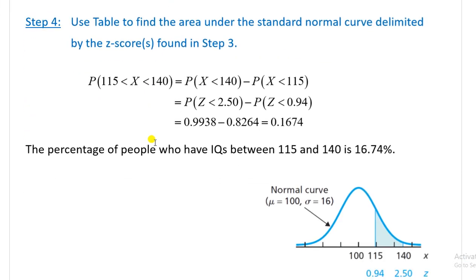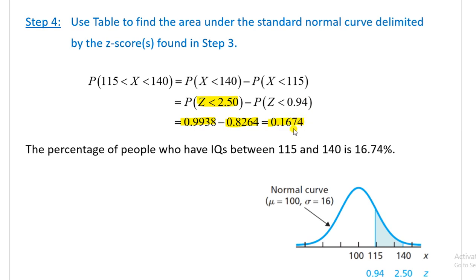So here I got 0.9938. You see, this is the area to the left of 2.50. See, z less than 2.50 means there is no left bound, so I'm going to minus infinity. And z less than 0.94 means we are going to the left of 0.94 up till minus infinity. So this is the area to the left of 2.5, area to the left of 0.94. If you subtract the left area from the right, you get 0.1674.